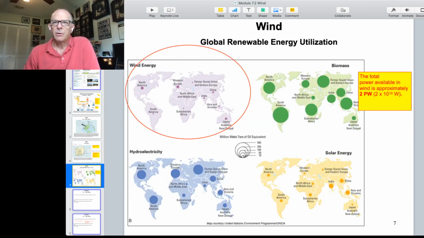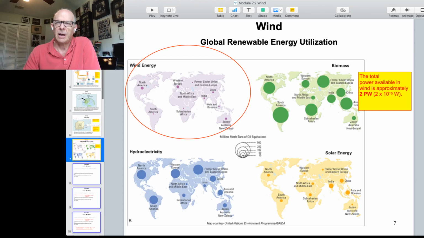How do the wind resources vary across the world? More in North America and Western Europe and Australia than in sub-Saharan Africa and South America in terms of wind utilization. Sorry, I said resource, but this is wind utilization. So it's China, Western Europe, North America, and Asia.